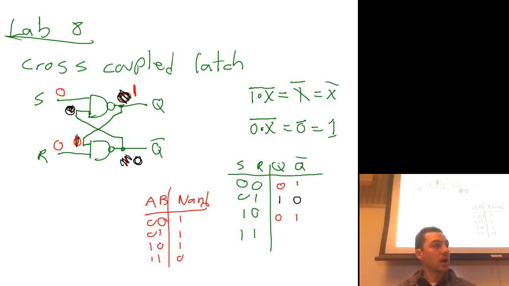0 NAND 1 is a 1. Not AND. So that's a 1. So that 1 follows its way over here. Now we have 0 NAND 1. Is a 1.